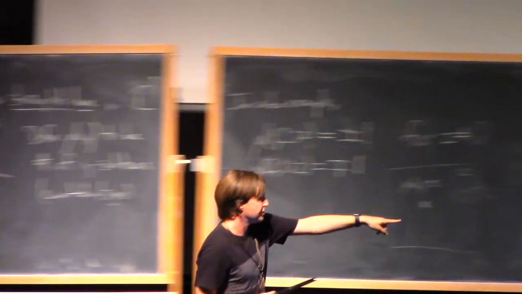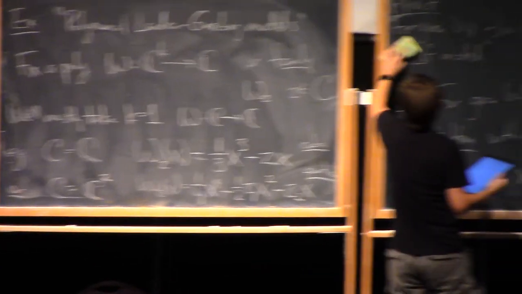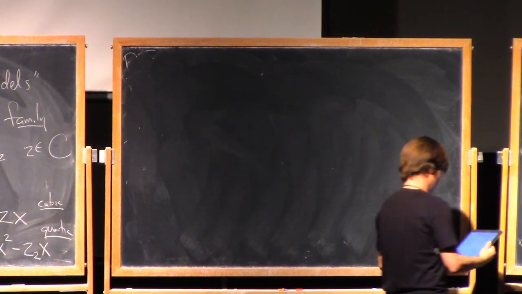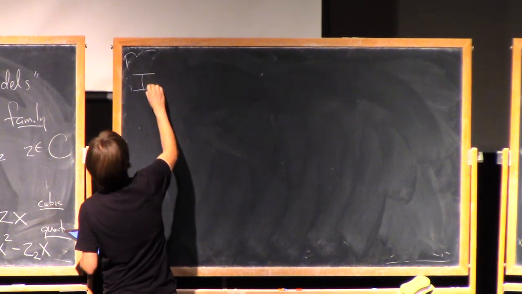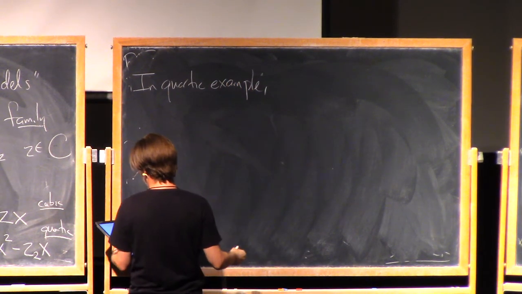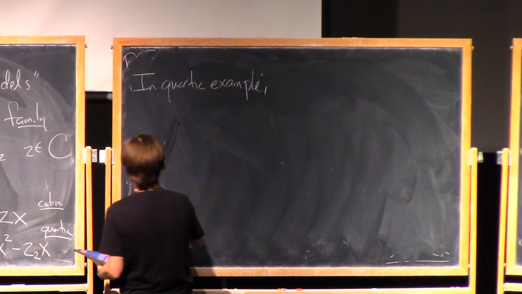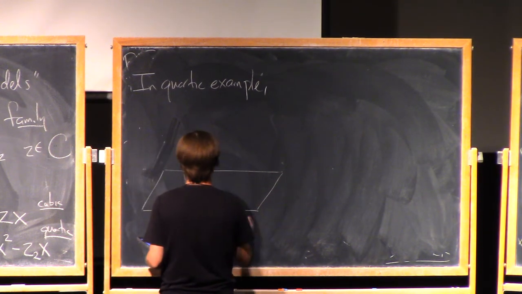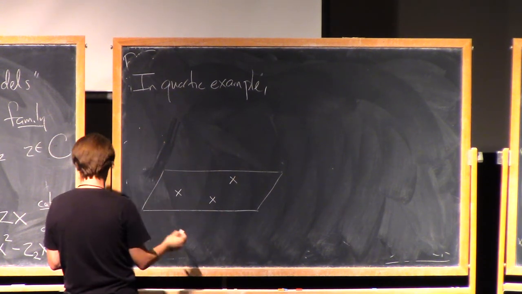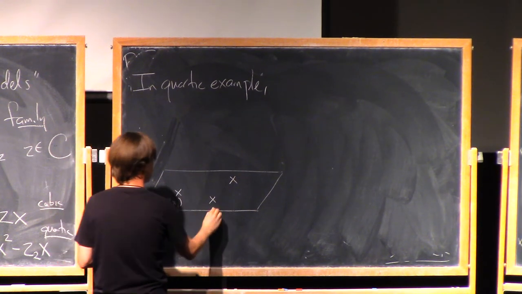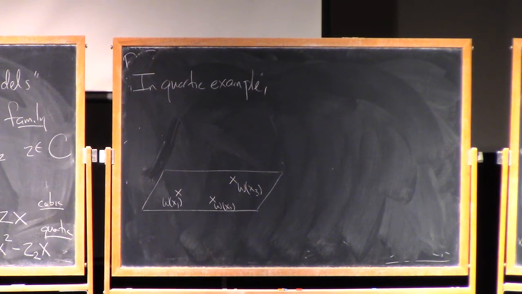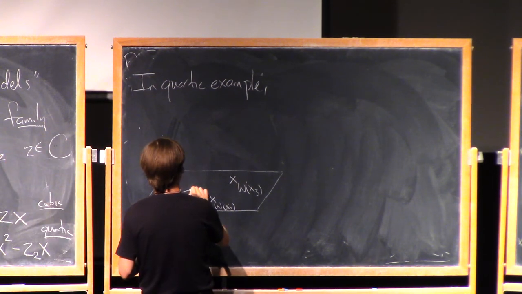Okay, fine. Now, how about this quartic example? So let's look at the quartic example. Now it's already a little bit less clear. So let's draw the picture again. Now there are three critical values. Let's imagine that they're like here, here, and here. We'll call this W of x1, this one W of x2, and this one W of x3. Suppose I want to understand the solitons going from vacuum 1 to vacuum 3. So I draw a straight line like this.